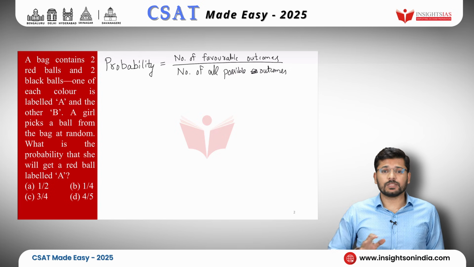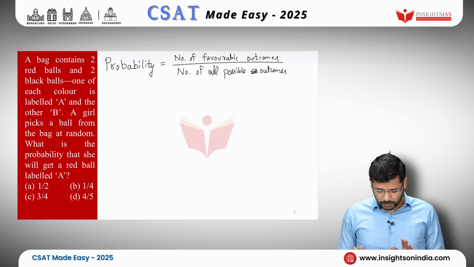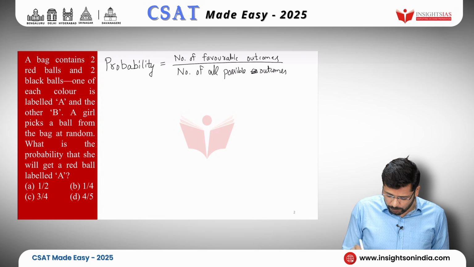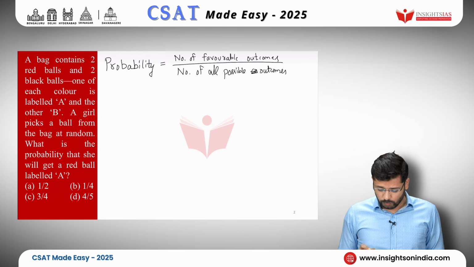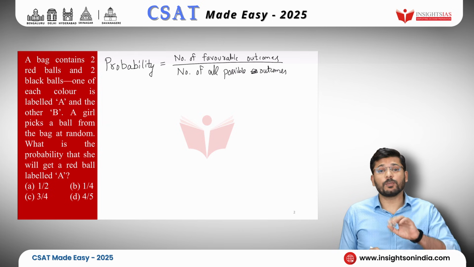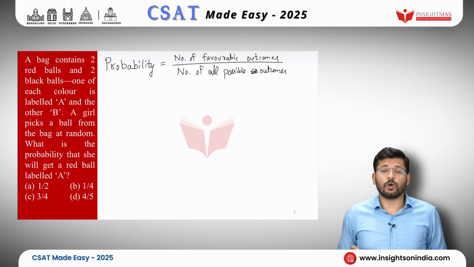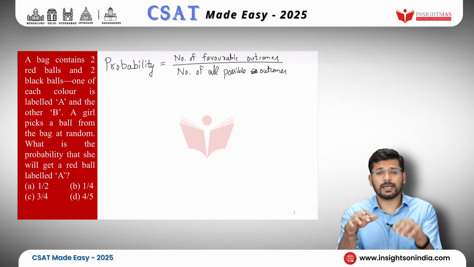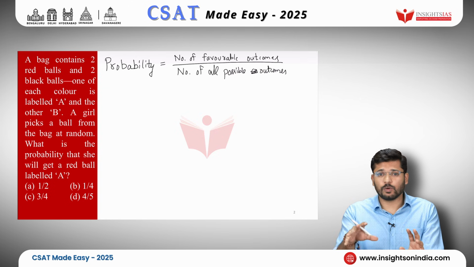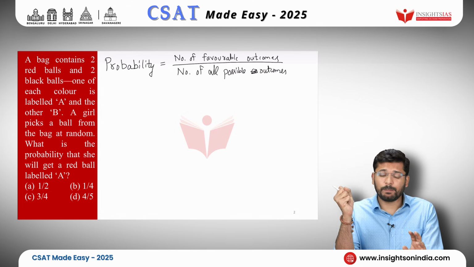So we got the formula of probability. How to use this formula here? Let's find out the number of favorable outcomes first. No, before finding the number of favorable outcomes, we shall see the number of all possible outcomes. How many outcomes are possible here? There are actually 4 possible outcomes. How? There are 4 balls, and she is picking one ball, so she may pick any of the 4 balls. Yes, so there are 4 possible outcomes.